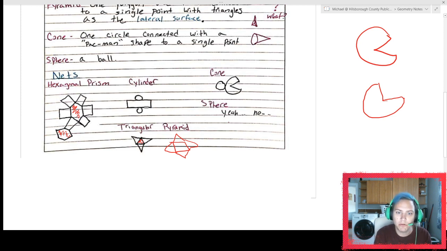That's a cone, unfolded, its net. A sphere, I'm not even going to try it, but to give you an idea of what it would look like, it would be little pieces like this, over and over and over again, repeating for quite a while, and you'd fold that all together and make a ball-like shape, but it's kind of weird.